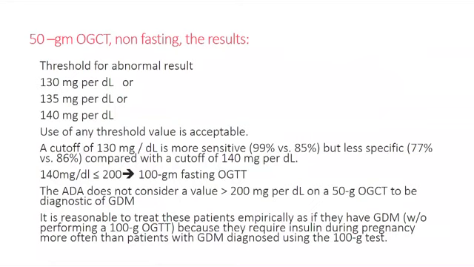So more about the 50 gram. What do you think? Which one is the threshold? Is it 130, 135, or 140 for the 1 hour glucola? 140. Typically we do 140, but you can do 130. You can use 130 or 135. In the OBGYN department, they use 135 as the threshold.